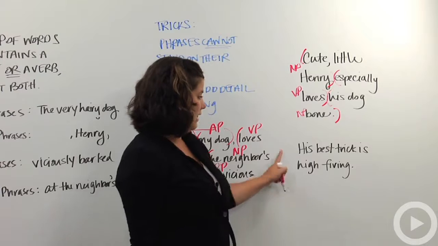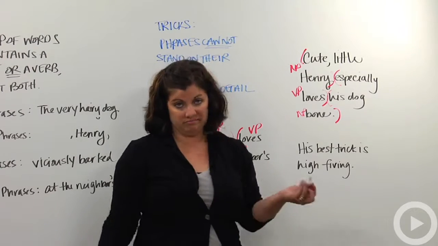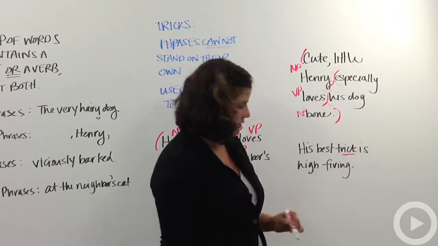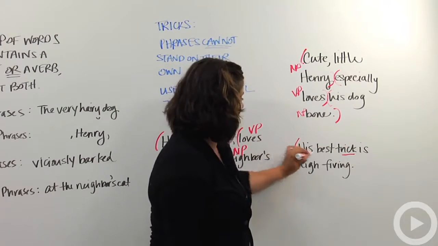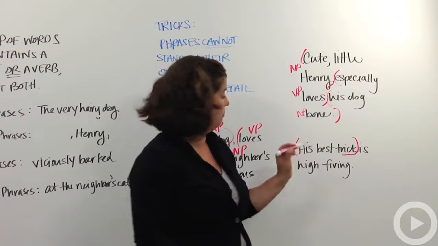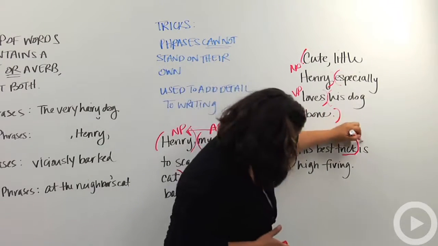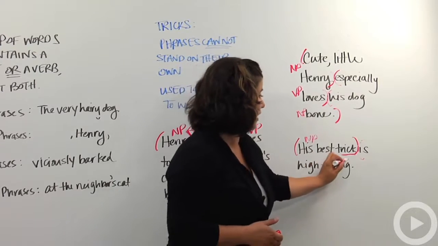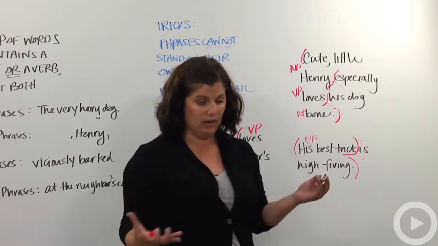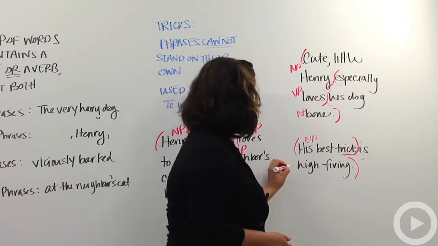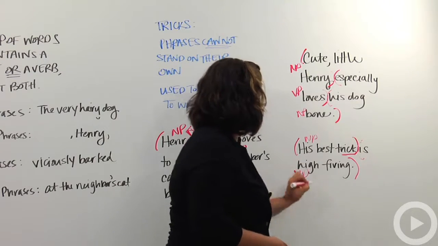All right, let's take a look at this. His best trick is high-fiving. All right, so the big noun here, the subject, is trick. But his and best are describing it, so that's a noun phrase. And then the verb here, we've got is high-fiving. We've got to include that whole verb phrase there to let us know we've got a helping verb and then the main verb there. So we've got a verb phrase to make that up.